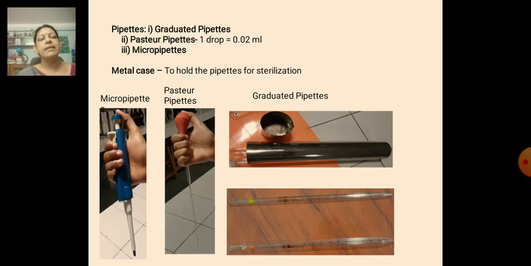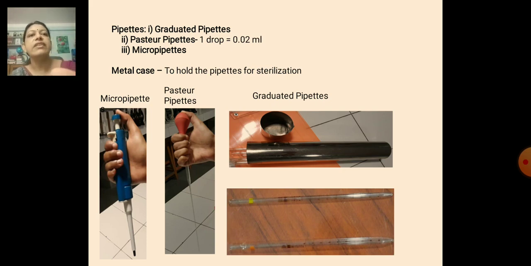The next one, the pipettes. We are very much aware of pipettes, and in normal laboratories, the chemistry laboratory or the pharmaceutics laboratory, we have come across two types of pipette. One is the graduated pipette and the other is the one-mark pipette. Here also we find two different types of pipette. One is the micropipette and the other is the pass-through pipette.